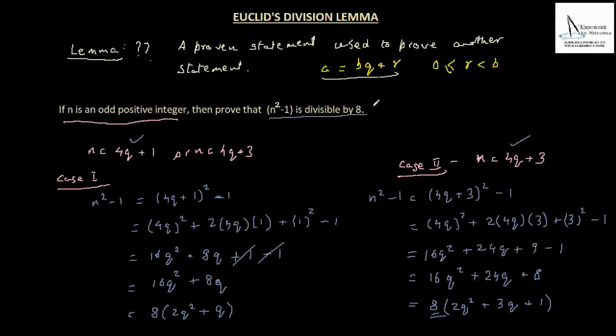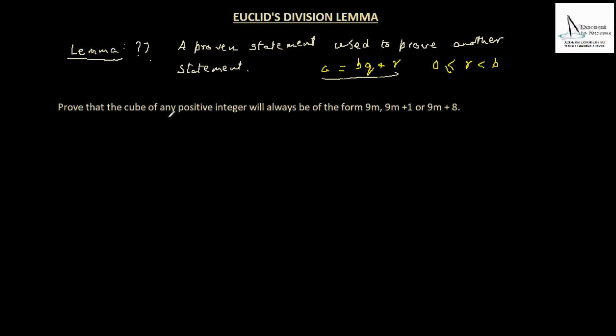And let's look at a third example also, where we have to prove that the cube of any positive integer will always be of the form 9m, 9m plus 1, or 9m plus 8. So we are looking at the cube of a number. So n, let's assume that n is any positive integer, and we take three different cases.